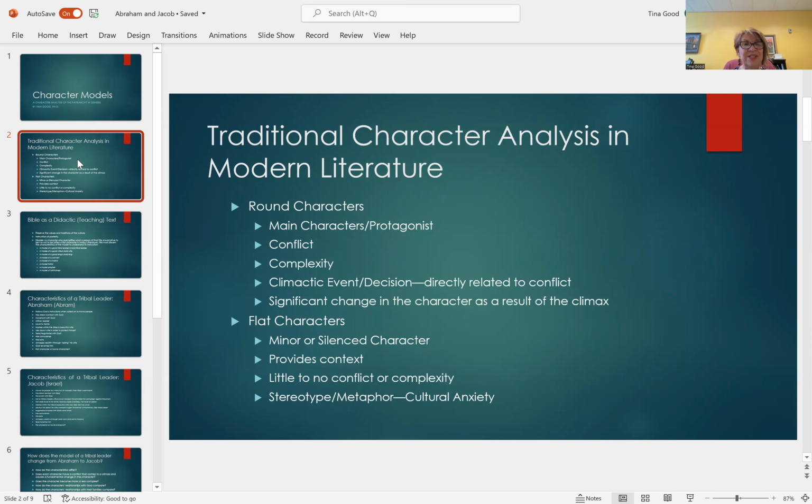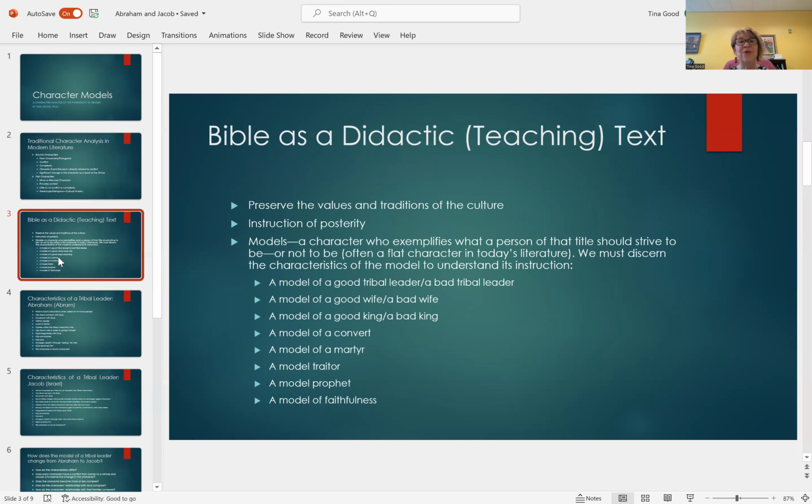What I want to suggest to you is that while that is commonly true in traditional literature of today, that may not always be the case with our biblical characters. And that is because the Bible was written for a different purpose. The Bible and its stories are considered to be a didactic text, right? What does that mean? It means that its purpose is to serve as a teaching text.